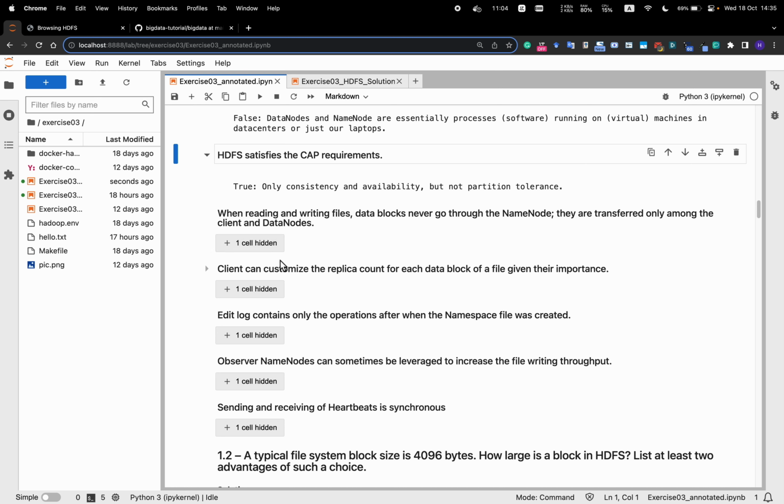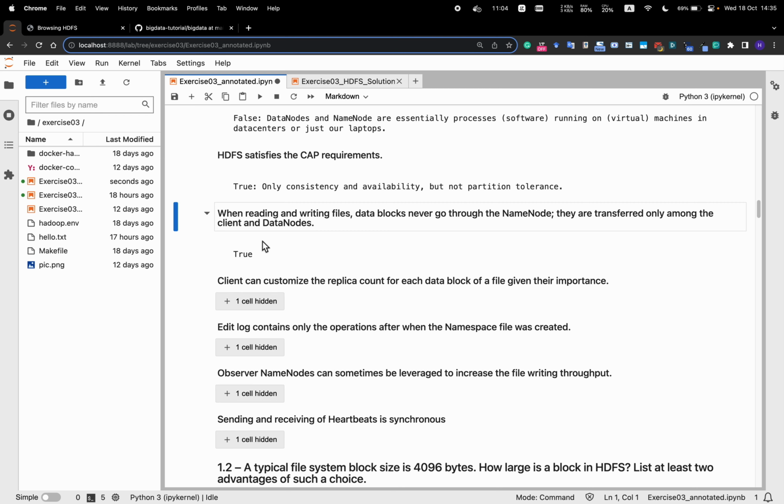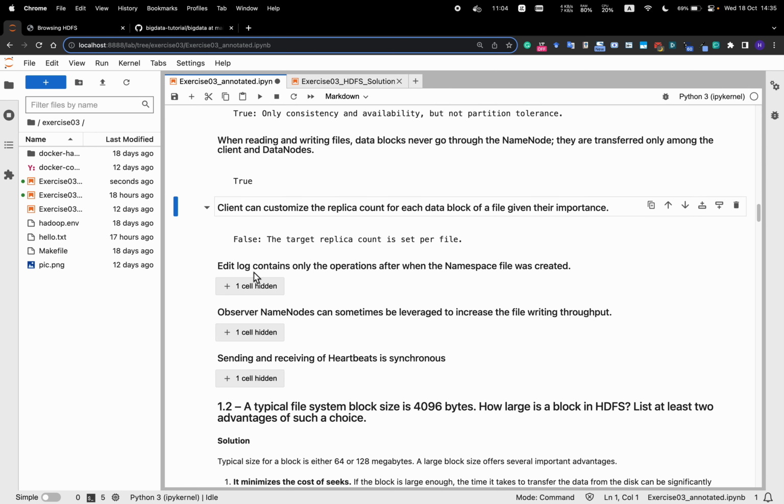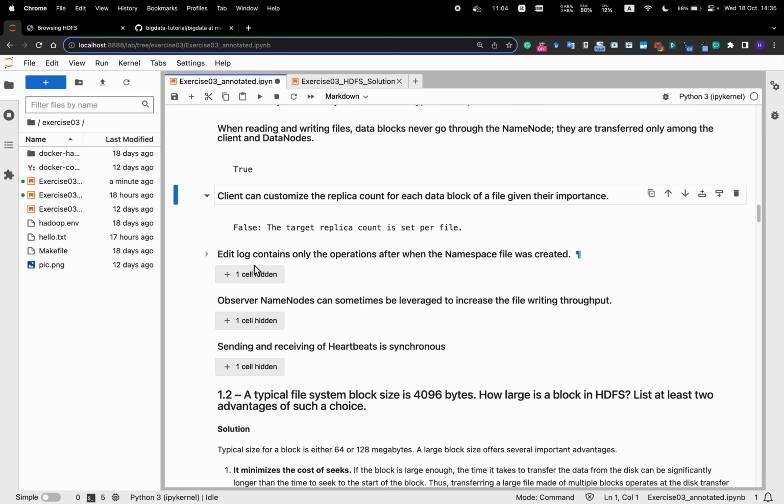Next one. When reading and writing files, data blocks never go through the name node, and are transferred only among clients and data nodes. We've talked about that, and I think this one is obvious. Clients can customize the replica count for each data block of a file, given their importance. No. You can customize the replica count for each file, but not per data block. That would be too fine-grained.